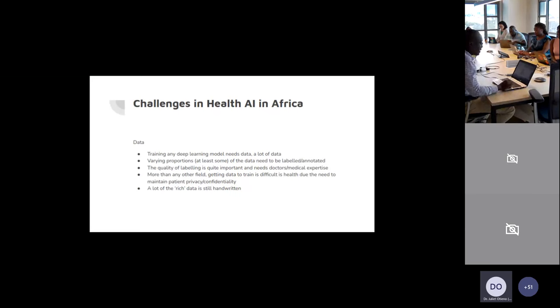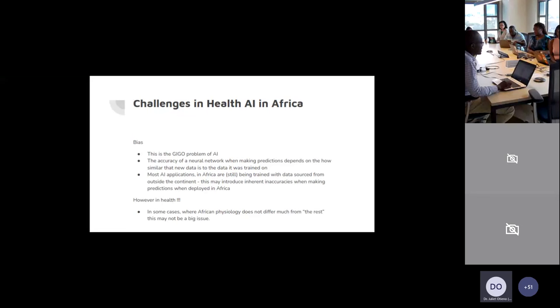The other problem that we have is bias. And this is not unique, again, to health. I think it's what I call the garbage in, garbage out problem of AI. The accuracy of a neural network when making predictions depends a lot on how similar that new data is to the data that the neural network was trained on in the first place. And most AI applications that are still in use in Africa have been trained with data sourced from outside of the continent. And this may introduce a lot of inaccuracies with time when they're making predictions or are deployed in African settings.